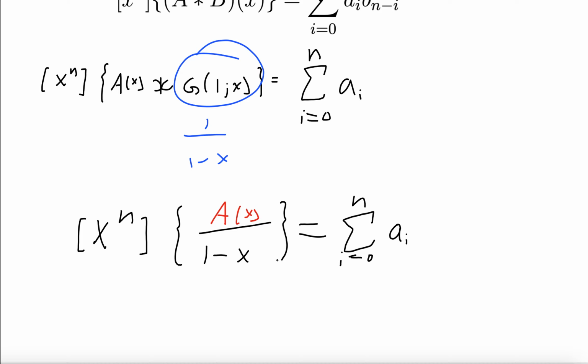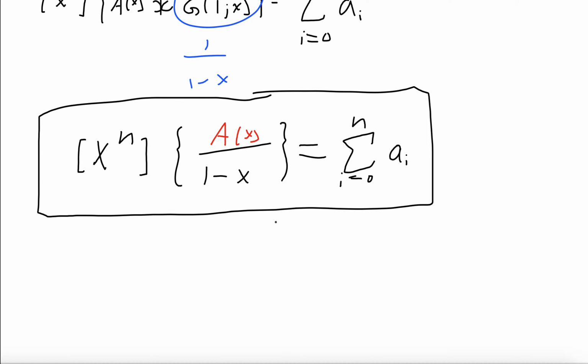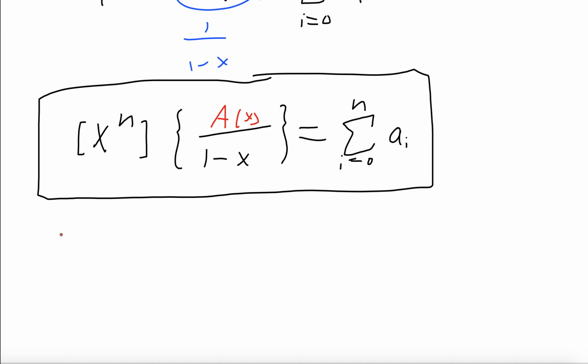So now that we have this result, which is also an interesting little offshoot of the main idea of a convolution, what if we chose a of x to also be the geometric series? So what if a is equal to 1 over 1 minus x as well? Then what do we get?